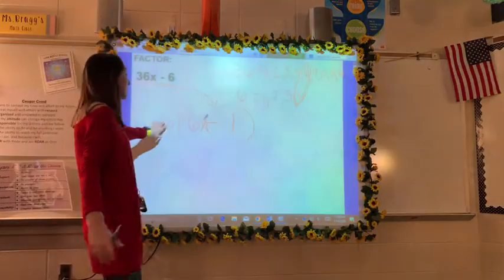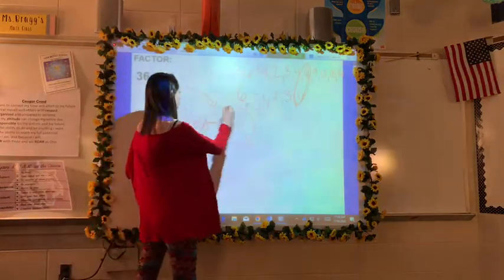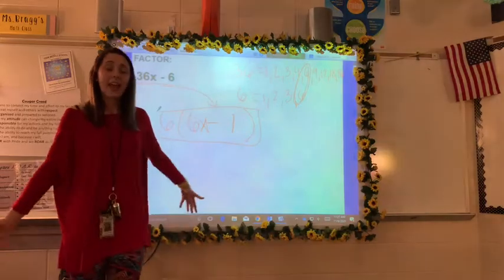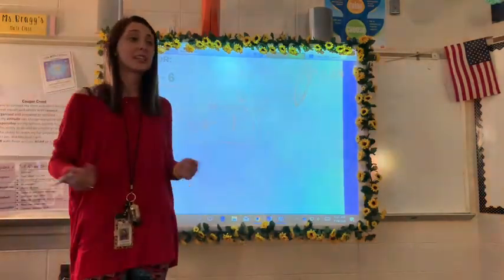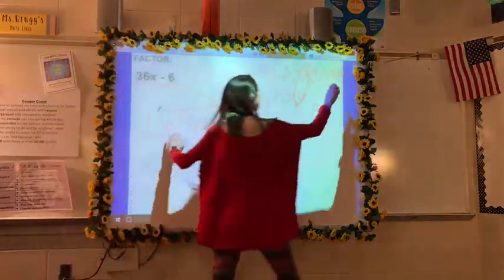You want to make sure that this does, in fact, look like the distributive property, and it does. And remember that last step you could do if you want to, just to make sure your answer is correct, is you could distribute the 6 to everything.